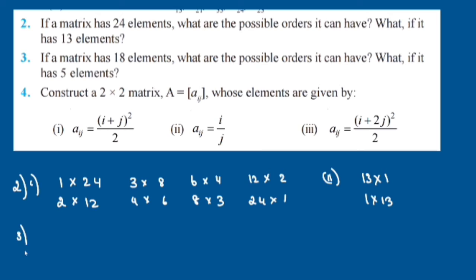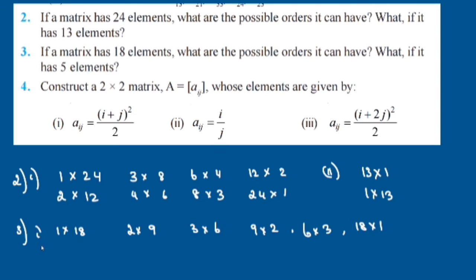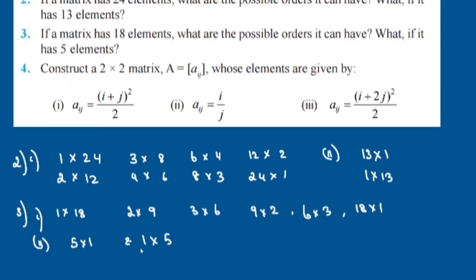Third, question number 3. If a matrix has 18 elements, what are the possible orders it can have? What are they? 1 into 18, then 2 into 9, 3 into 6, 9 into 2, 6 into 3, 18 into 1. So these are the possible matrices. Next, if it has only 5 elements, then there will be only two possibilities, 5 into 1 and 1 into 5. 5 by 1 and 1 by 5.